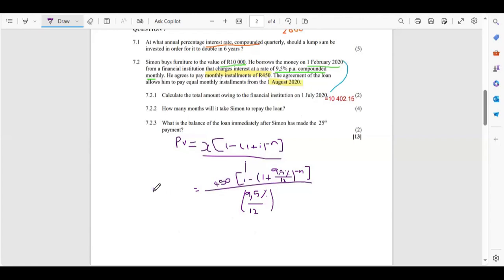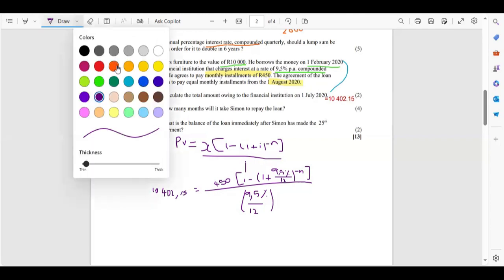So it will be 10,000. He's owing 10,402.15. Right, now I've substituted everything. I just need to solve until I get my value of n.